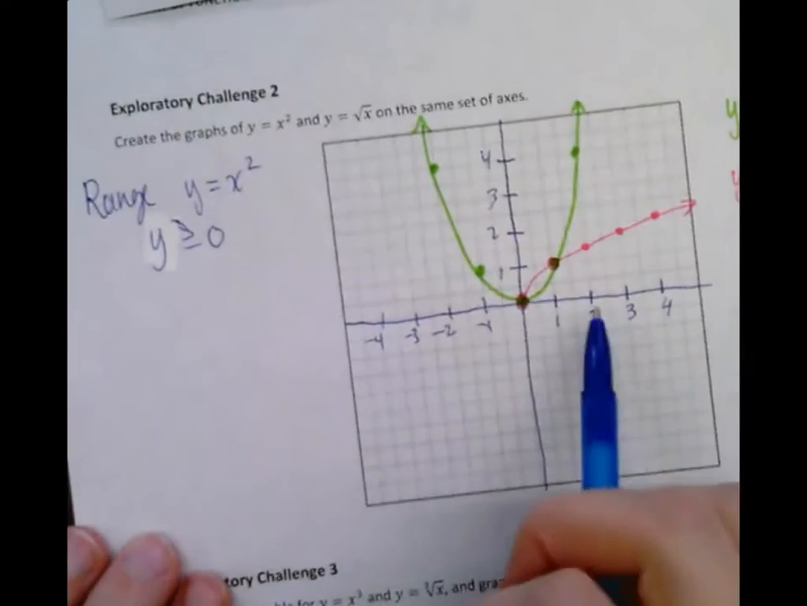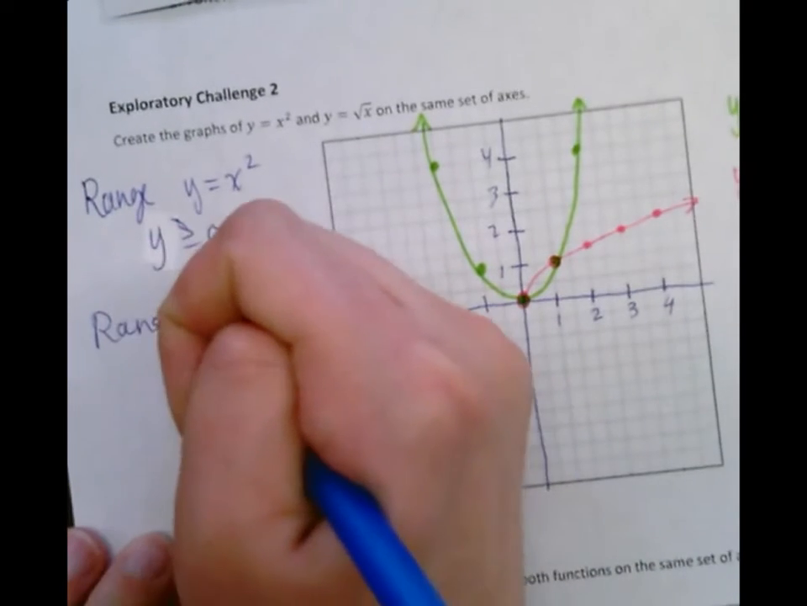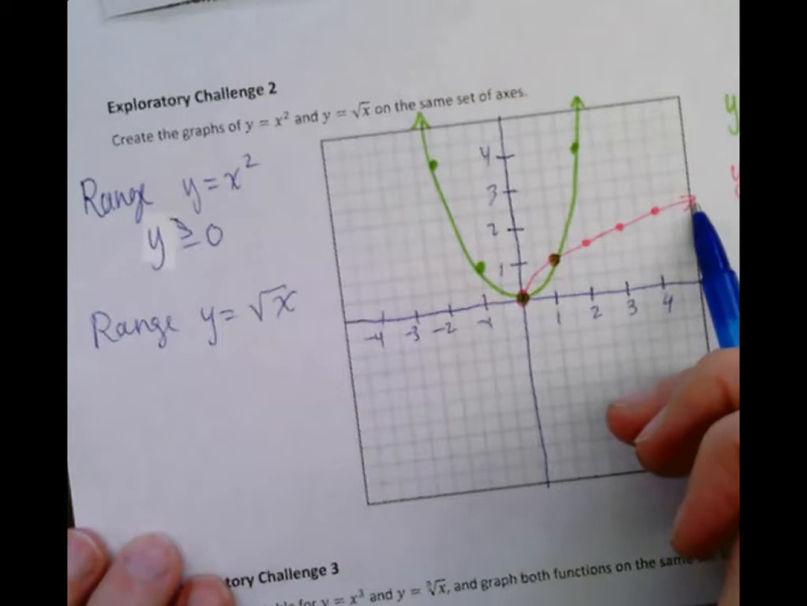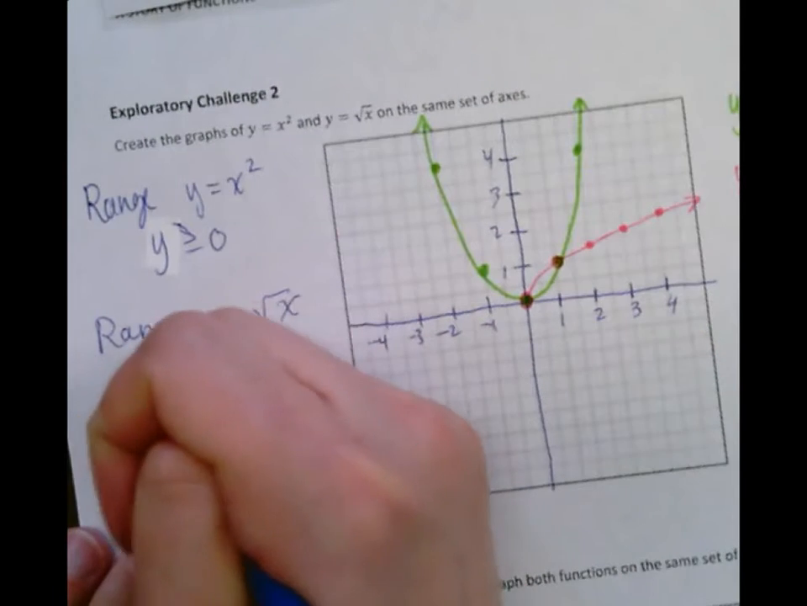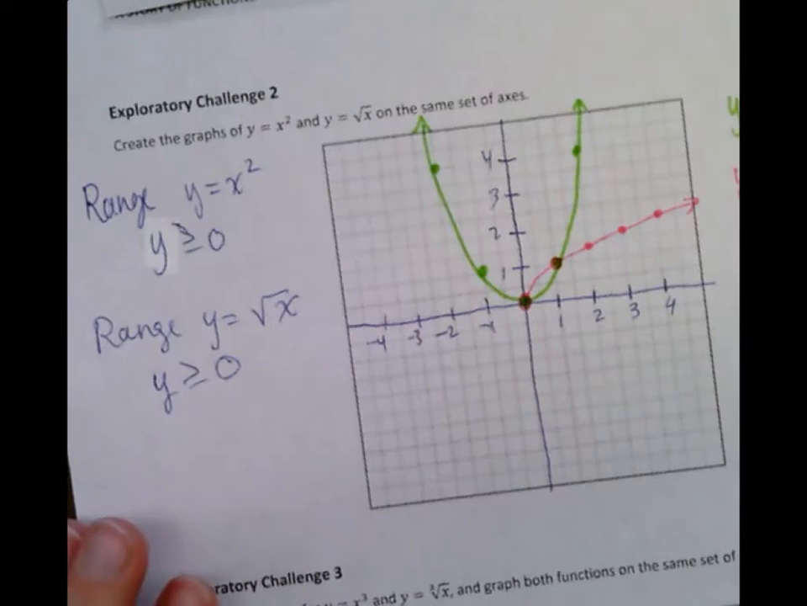And what about for the square root of x? Well, the square root of x also has all positive numbers, right? All positive y values, or 0. So we're going to say y is greater than or equal to 0 for that as well.